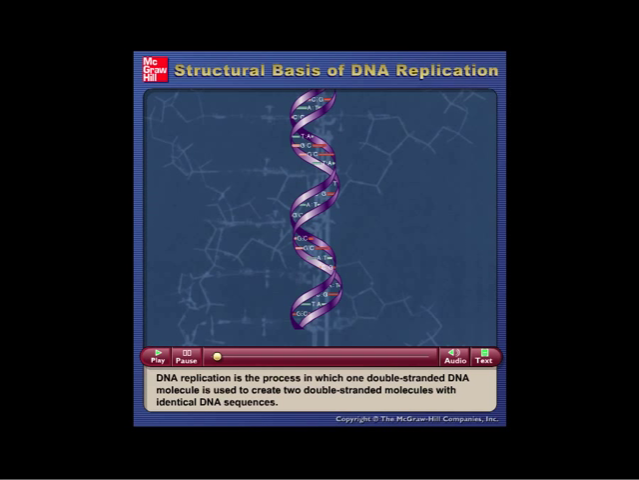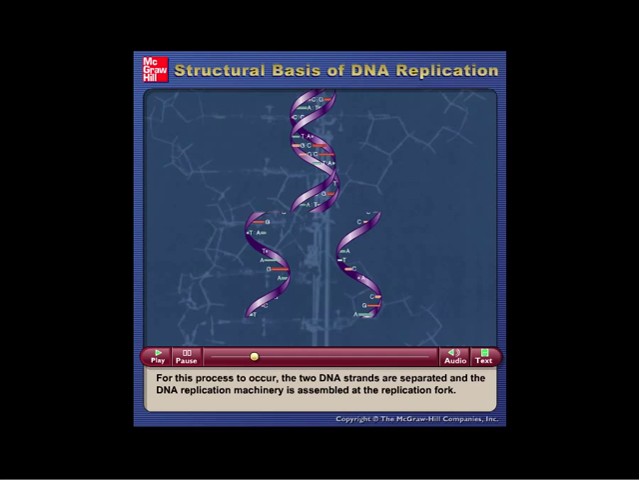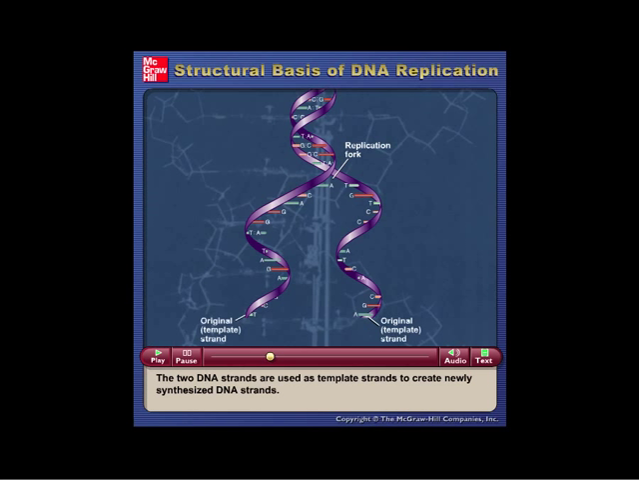DNA replication is the process in which one double-stranded DNA molecule is used to create two double-stranded molecules with identical DNA sequences. For this process to occur, the two DNA strands are separated, and the DNA replication machinery is assembled at the replication fork. The two DNA strands are used as template strands to create newly synthesized DNA strands.